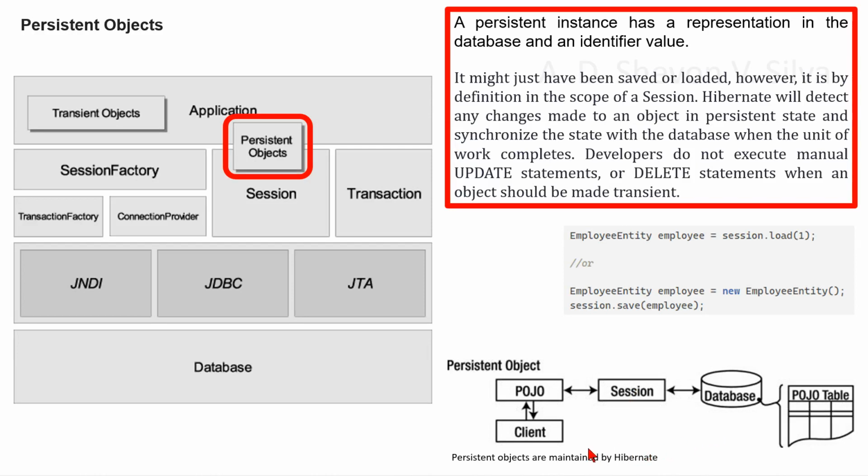Here you can see persistent objects, persistent or managed. Persistent objects are maintained by Hibernate. Persistent entities exist in the database and Hibernate's persistence context tracks all the changes done on the persistent entities by the client code. A persistent entity is mapped to a specific database row.